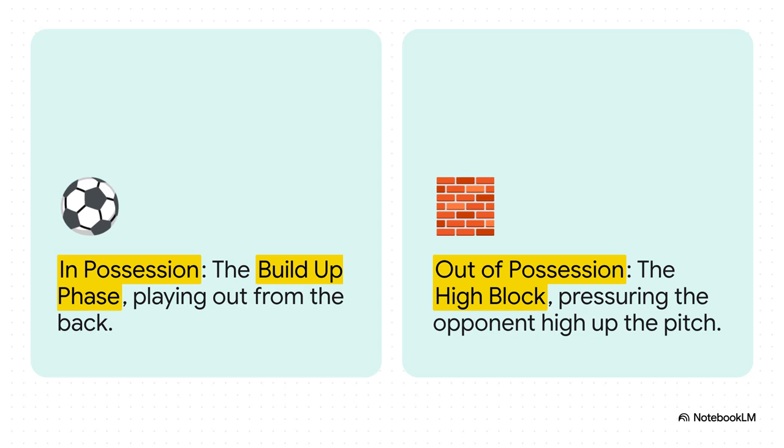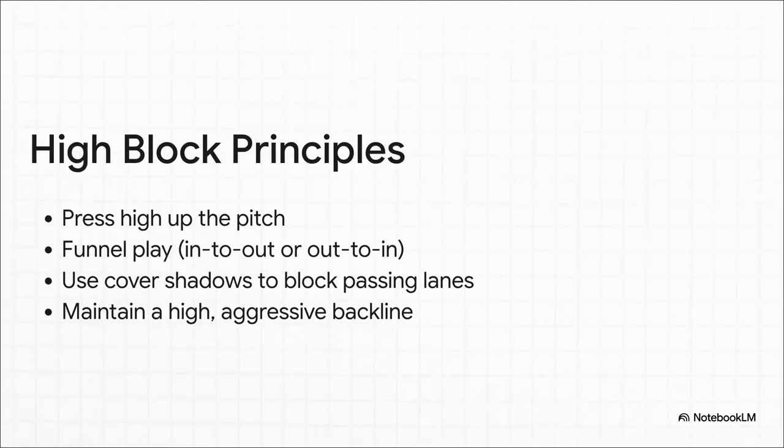They're organizing into what's called a high block. It's a direct counter, happening in the exact same part of the pitch, and it's designed to kill the attack before it can even get started. The whole point of the high block is to suffocate the other team, to give them no time and no space.